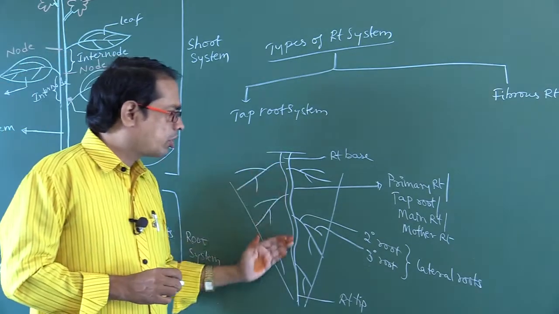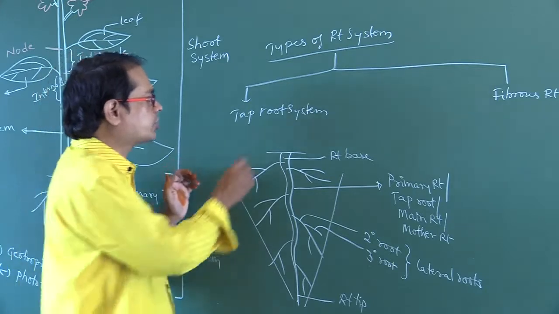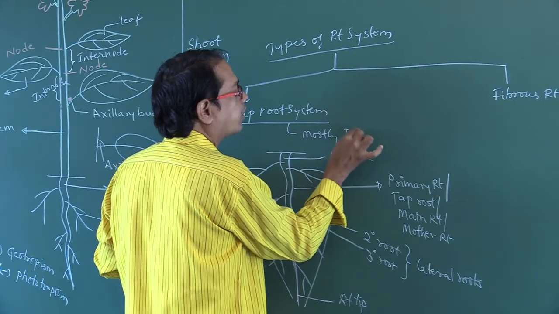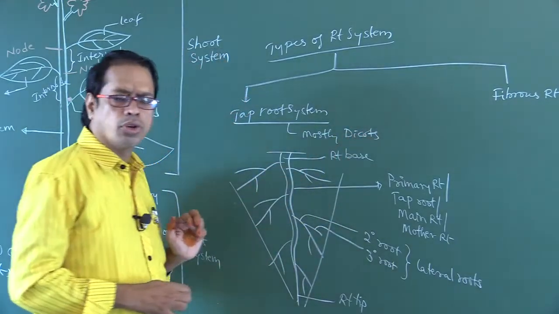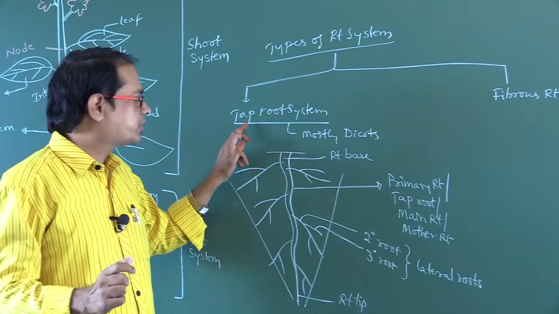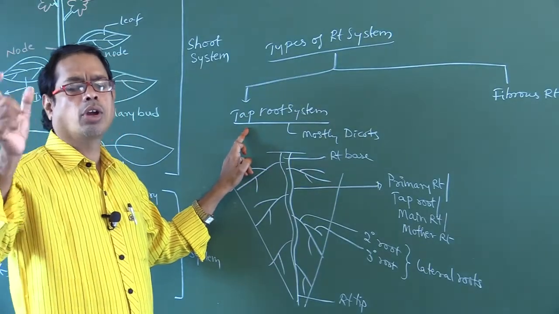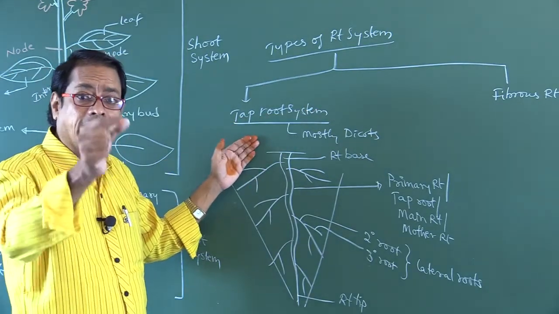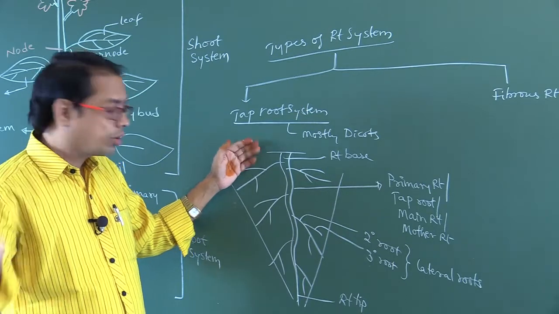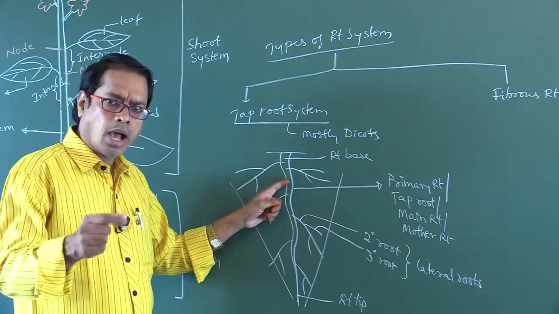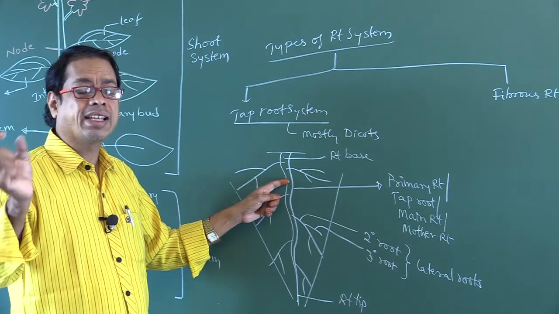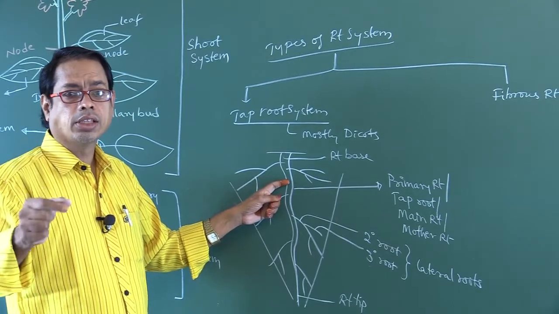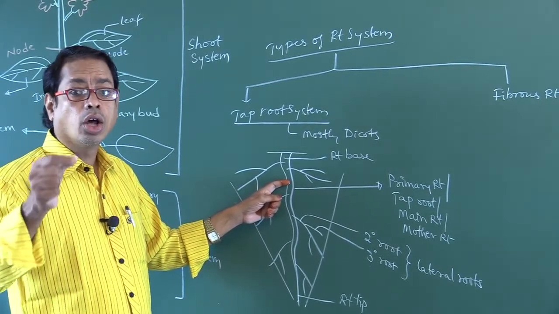Okay. So this is about taproot system. This taproot system is mostly found in dicots. This taproot system is never found in monocots. So what is the taproot system? First of all, the radicle of the embryo develops into taproot. The taproot produces lateral roots in several orders, that is secondary roots, tertiary roots, etc. The ultimate branches of roots are called rootlets.